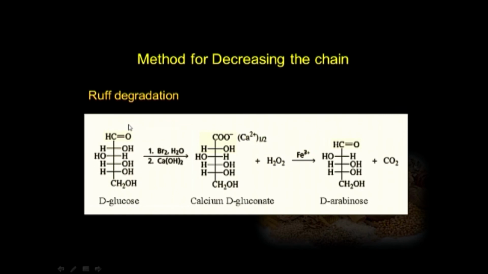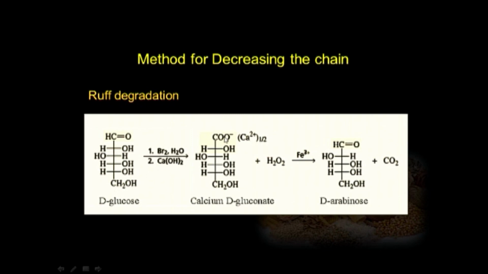Then another reaction that is used for decreasing the chain length is called Ruff degradation. Although there are many other methods which are used for decreasing the chain length, this Ruff degradation is the easiest and most commonly used. In this case, what is done? An aldose is taken and it is first oxidized with bromine water. This aldehyde group will be oxidized to the corresponding carboxylic acid, that is the corresponding aldonic acid, and then it is treated with calcium hydroxide.